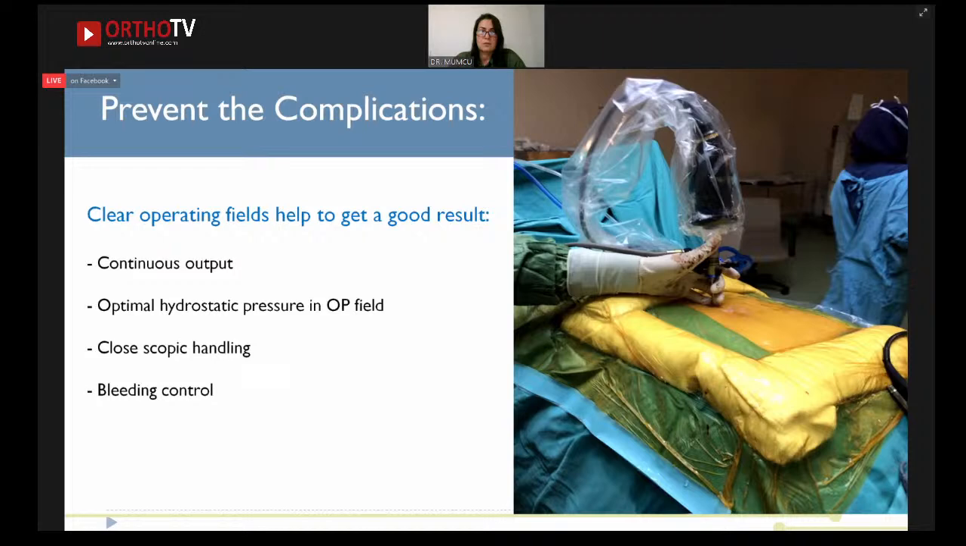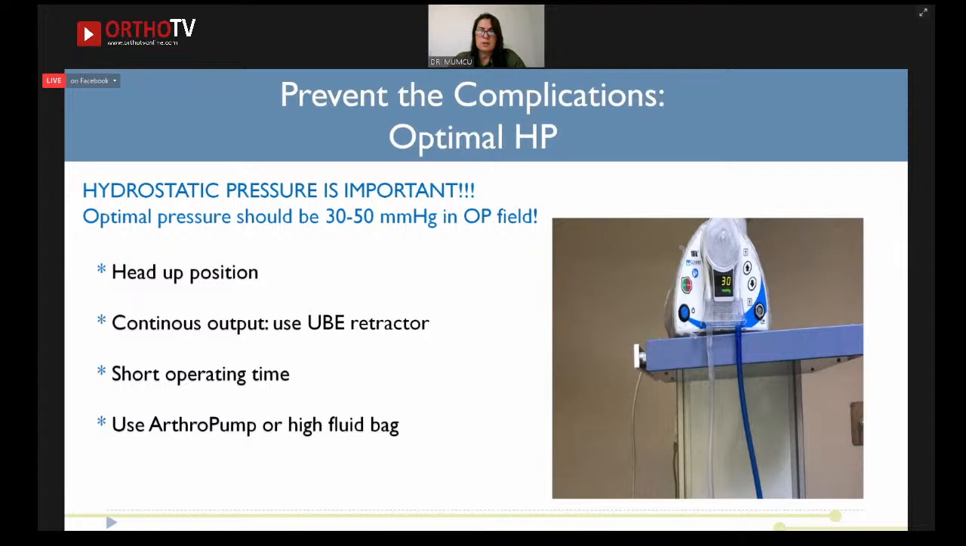To keep optimum ISP, first, the patient should be in the head-up position. Second, we always have to control the outflow. For this, the nurse holds the UBE retractor. Continuous outflow prevents complications.